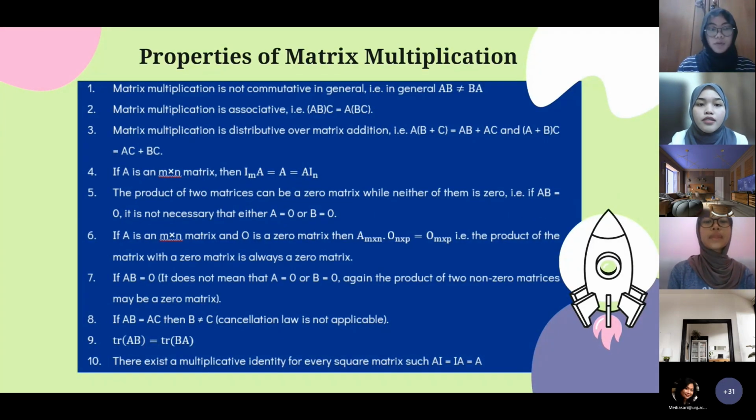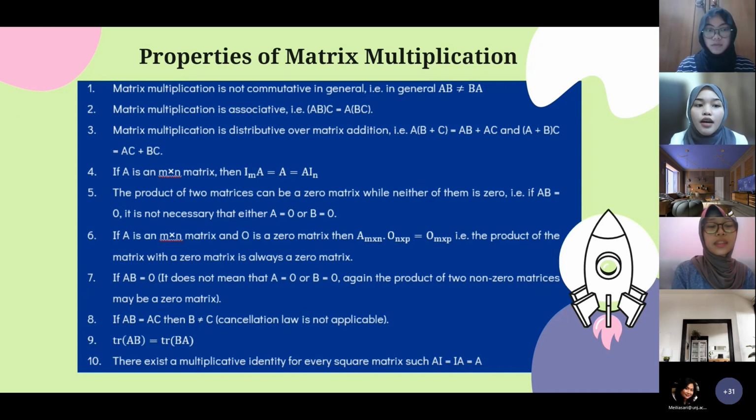These are the properties of matrix multiplication. The first is matrix multiplication is not commutative in general. That is, in general, AB is not equal to BA. And two, matrix multiplication is associative: AB into C is equal to A into BC. And three, matrix multiplication is distributive over matrix addition. That is, A into B plus C is equal to AB plus AC, and A plus B into C is equal to AC plus BC.